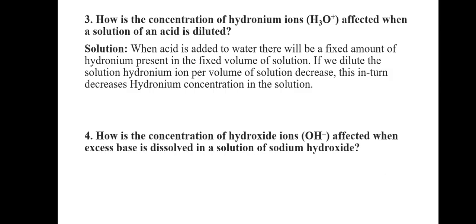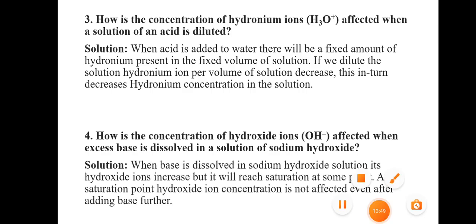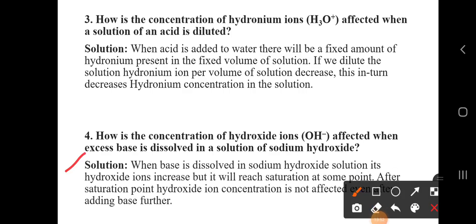The next question is: how is the concentration of hydroxide ions affected when excess base is dissolved in a solution of sodium hydroxide? If excess base is there in the solution, what will be the effect? The answer is that when base is dissolved into sodium hydroxide solution, the hydroxide ions increase, but it will reach saturation at some point. Saturation means that after that point dissolution will not take place. That is nothing but the saturation point. After the saturation point, hydroxide ion concentration is not affected.